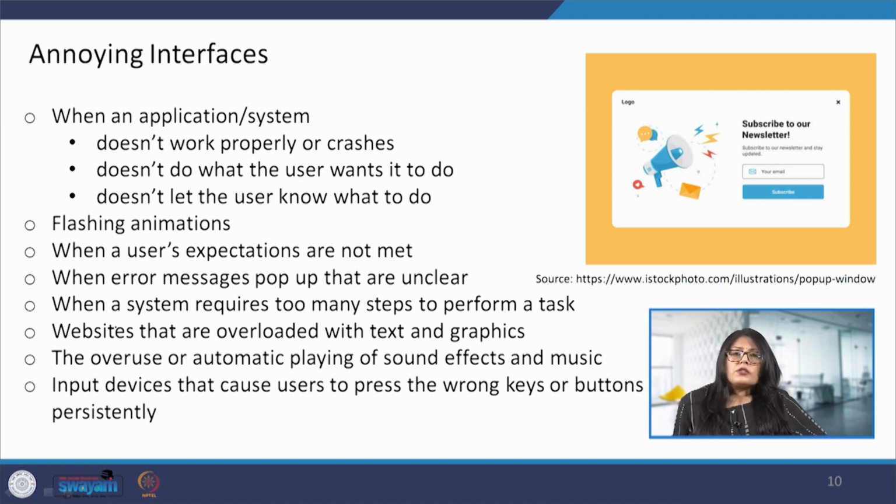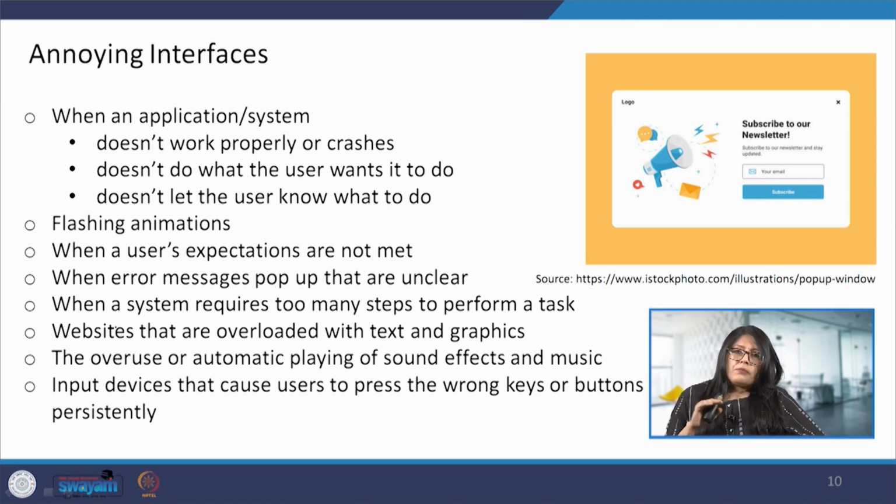Users' expectations, like we have seen earlier also, that users' needs and expectations need to be fulfilled at any cost for the interaction to be successful, for the application or website to also be successful.